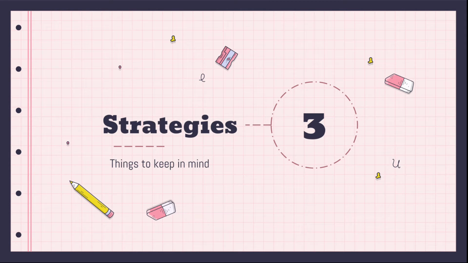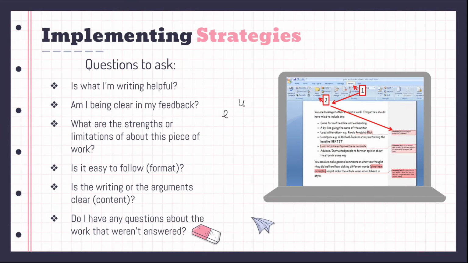We will now be looking at strategies or things to keep in mind while conducting your peer review. When implementing some strategies, there are some important questions that you should ask yourself, such as, is what I'm writing helpful? Am I being clear in my feedback? What are the strengths or limitations about this piece of work? Is it easy to follow? Is the writing or the arguments clear? And do I have any questions about the work that weren't answered? Now, this is not an exhaustive list, but these are some general questions to prompt your feedback.